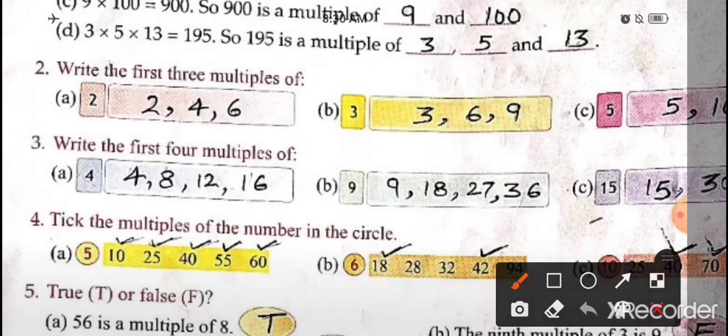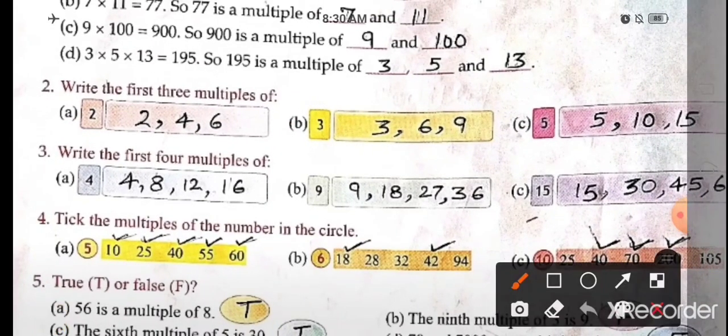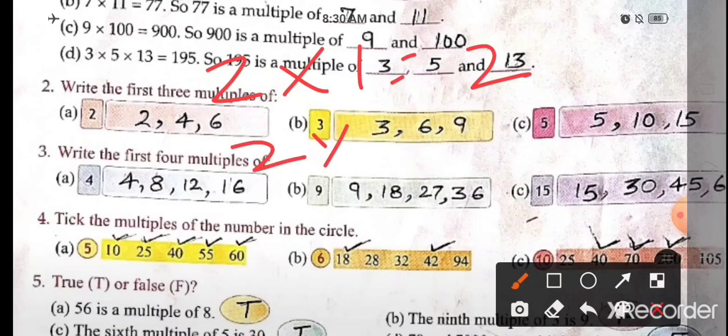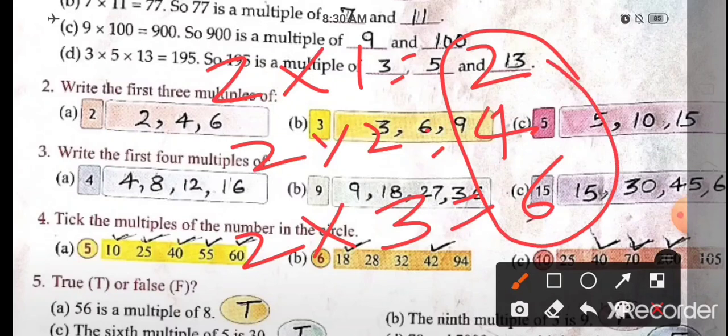Now next is question number 2. Write the first 3 multiples of 2, 3 and 5. So for the first 3 multiples of 2: 2 ones are 2, 2 twos are 4, and 2 threes are 6. Start from 1 and count.